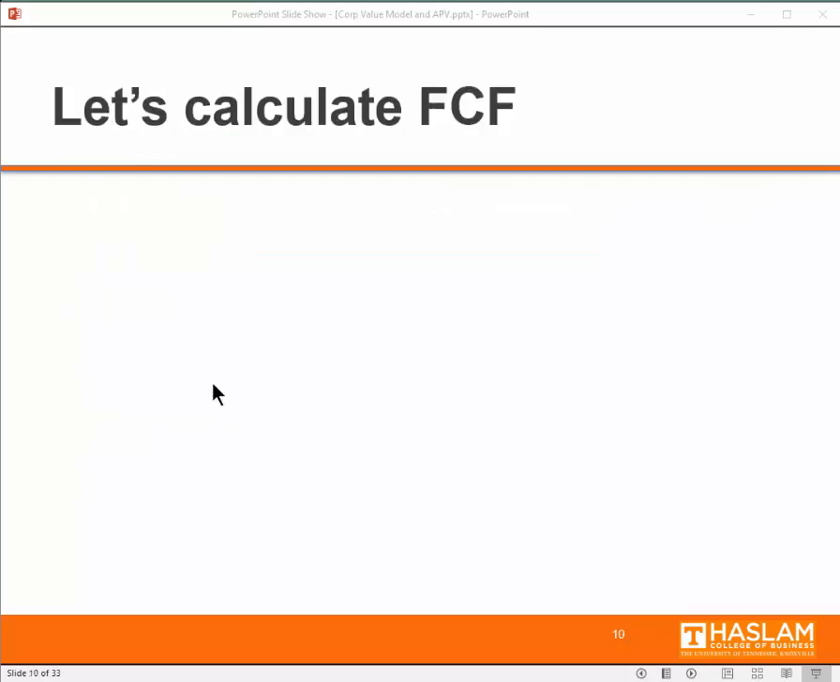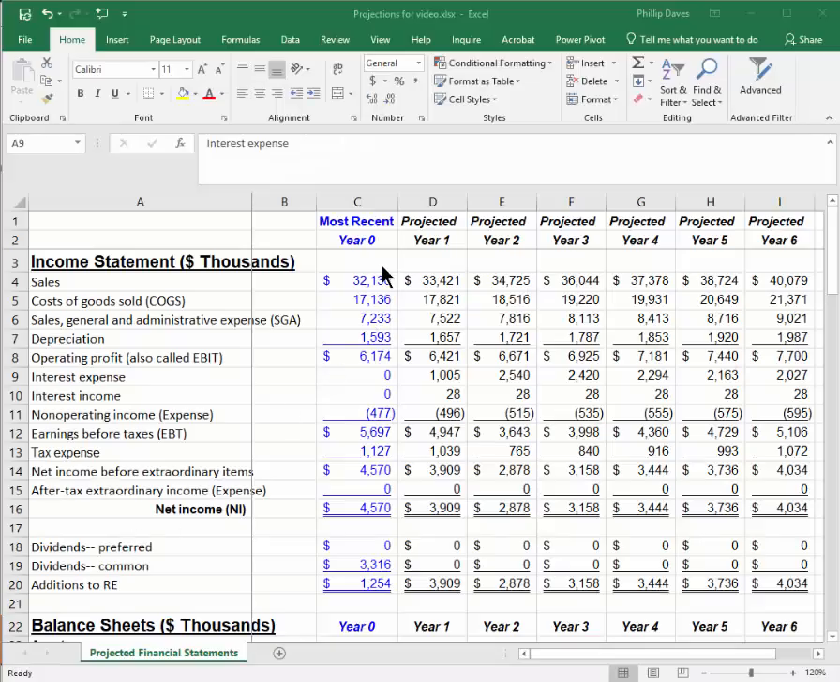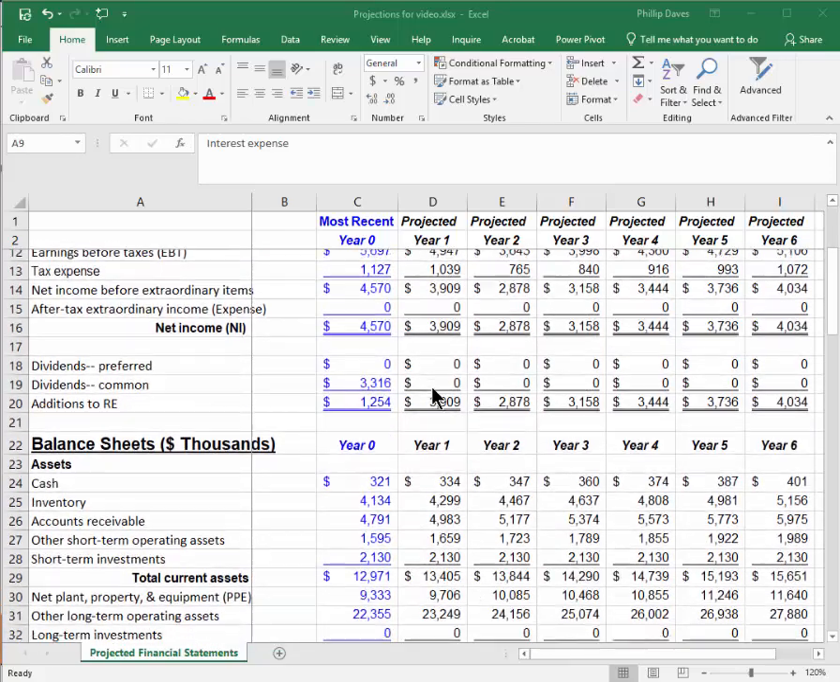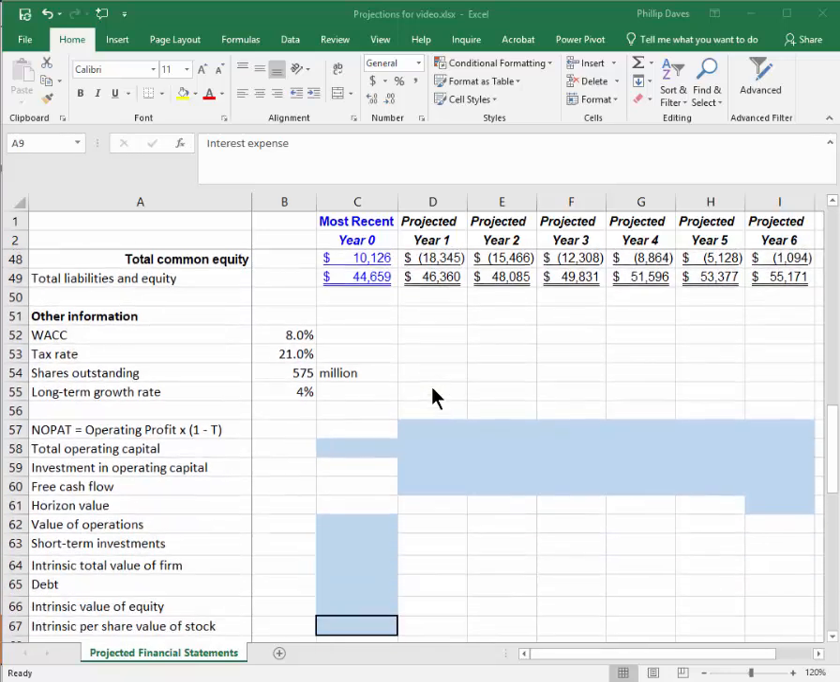So let's go ahead and calculate free cash flow in our example. So here's a company. It's got $32 billion in sales in the current year, and we've actually projected their financial statements, actually complete financial statements, out for 6 years. And what we want to do is calculate the projected free cash flow in each one of those 6 years of projections. And in order to do that, we need to calculate NOPAT, and then we need to calculate total operating capital, and then we need to calculate the investment in total operating capital, and NOPAT minus the investment in total operating capital is equal to free cash flow.